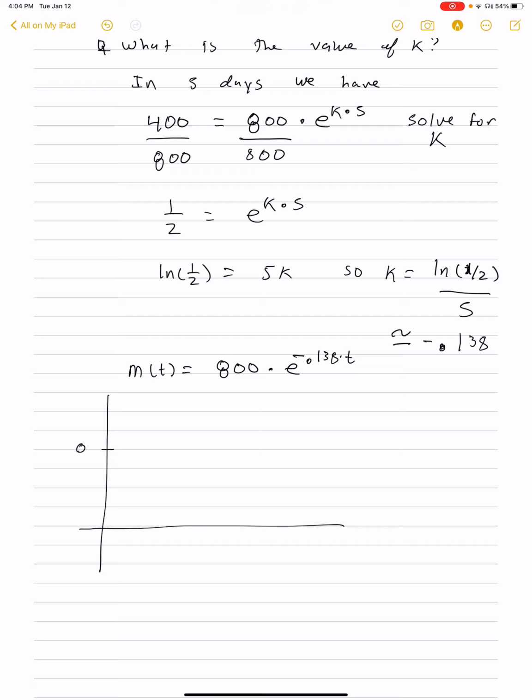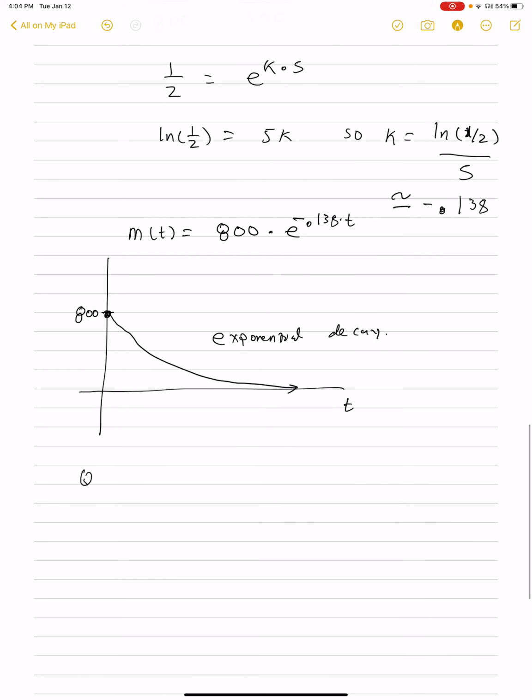Here's going to be 800. That's its starting amount at time 0. And it eventually goes down and down and down, and it has an exponential decay. Okay, and I encourage you to sketch this graph on your own time. And remember, when we were curve sketching for exponential growth and decay, this is consistent with it. It limits to a value of 0.